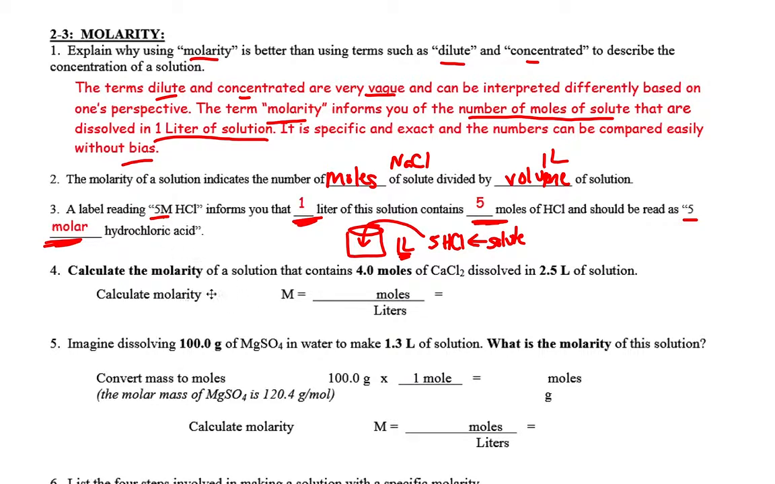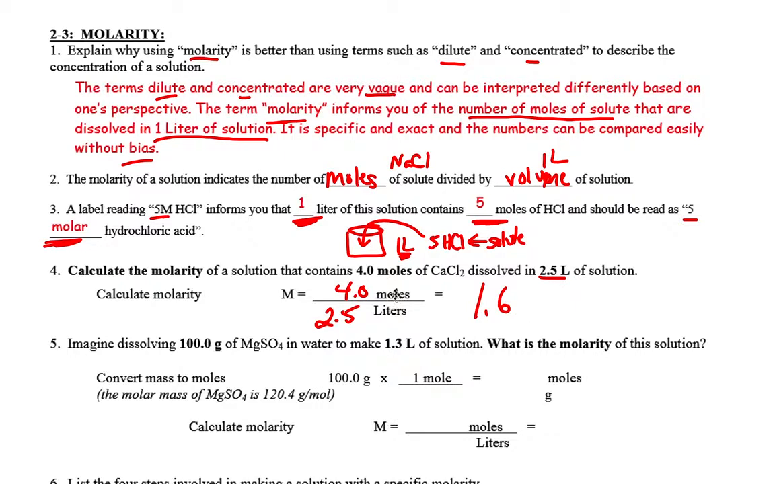Whenever you calculate molarity, it's always moles divided by liters. So you're going to look in the problem for something that tells you moles, not mass, moles. If I see 4 moles, I put it on top. If I see liters, I put it on the bottom. Then I have a number on top and a number on the bottom, and I just divide. On your calculator, type in 4 divided by 2.5, and we get 1.6.